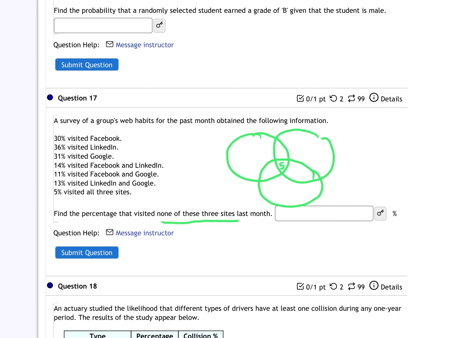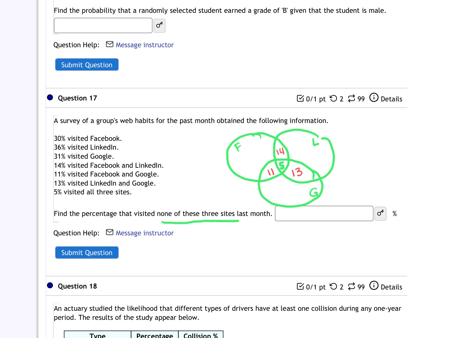5% visited all 3 sites. That's what goes in there. All right, let's call this Facebook, and then label them Google. Moving on. 13% in LinkedIn and Google. Right? 11% in Facebook and Google. 14% visited Facebook and LinkedIn.